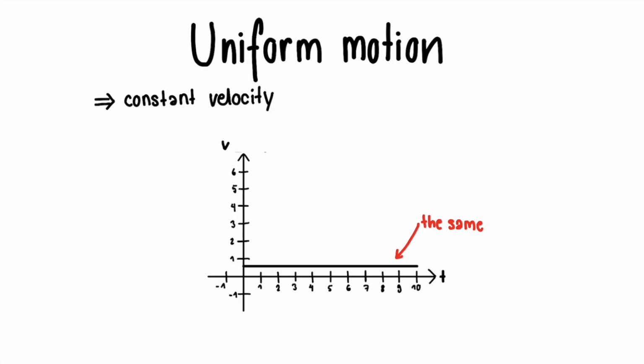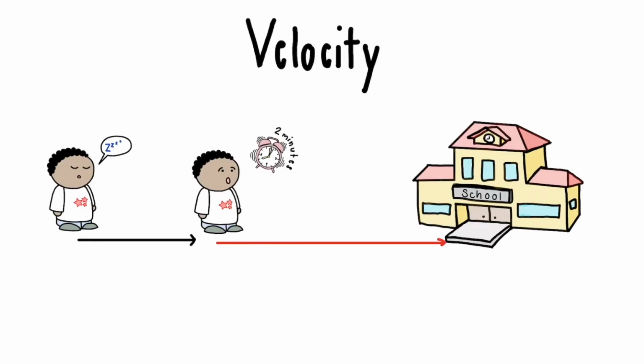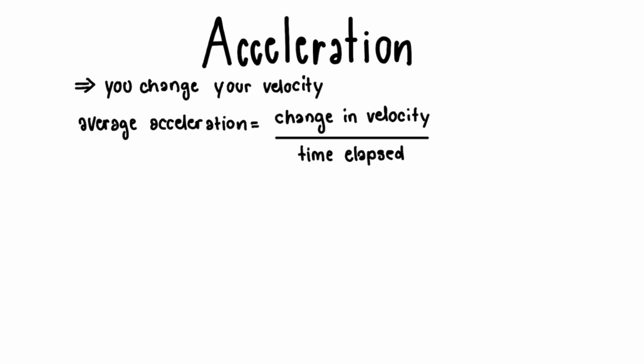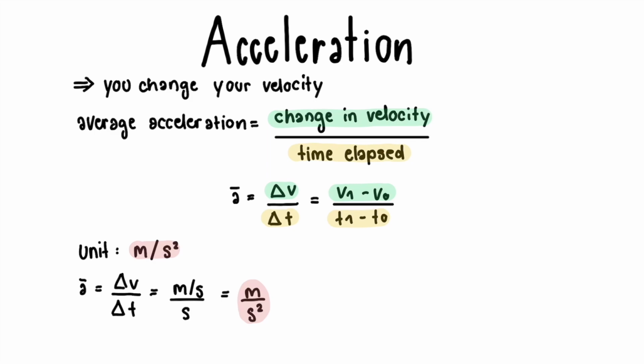When you think about the example before, the one of Tom sprinting to school, there's another important factor, the acceleration. Acceleration means that you change the velocity. Average acceleration is defined by the change in velocity divided by the time elapsed. In mathematical terms, this is average a defined by delta v divided by delta t, which means v1 minus v0 divided by t1 minus t0. The unit of acceleration is meters per second squared.